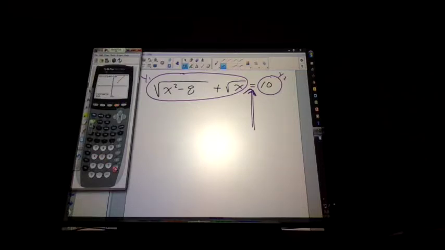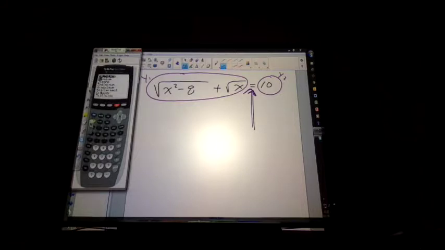Intersect. So first curve, enter. Second curve, enter. Oh, hang on. I have to zoom the window out a little bit. Sorry about that. I had to zoom my calculator out a little bit. It wasn't able to see the intersection. So if you zoom it out, then it comes there, and then we can look for the intersection.